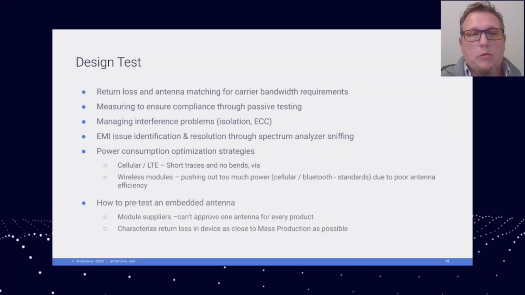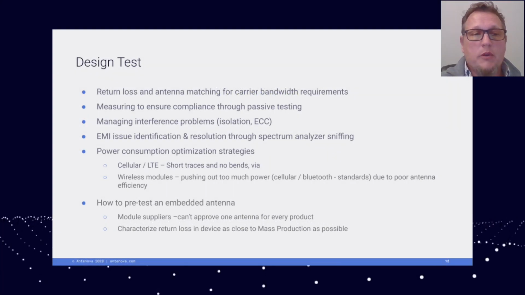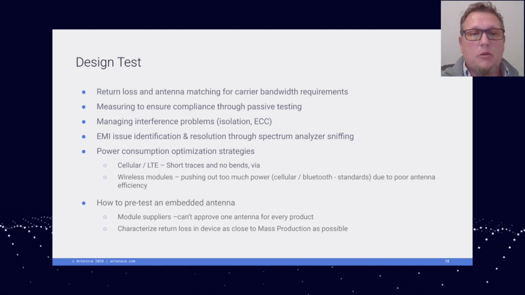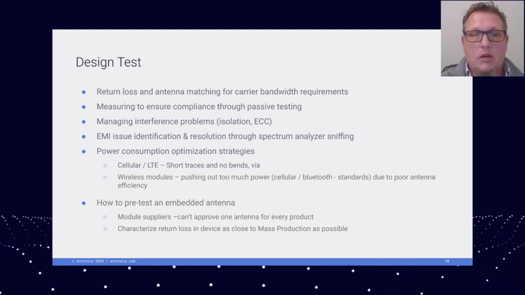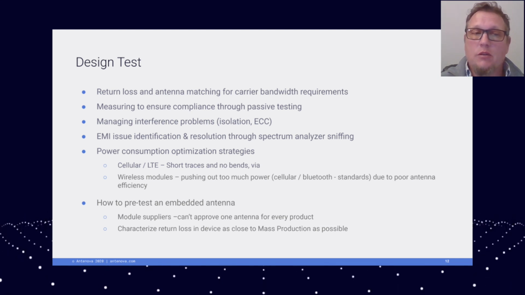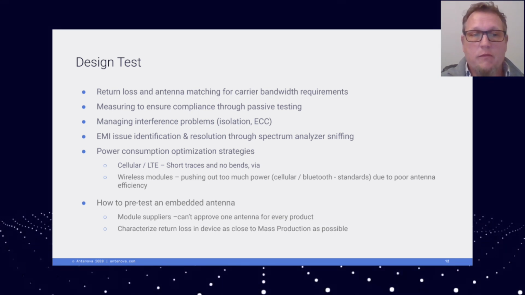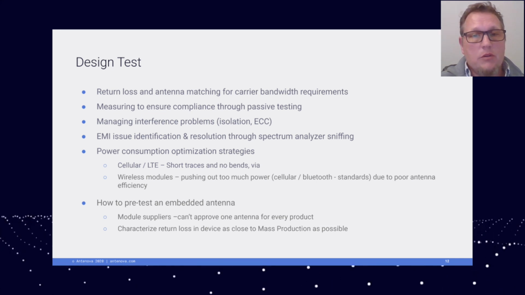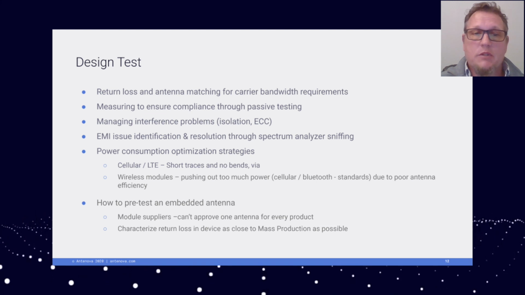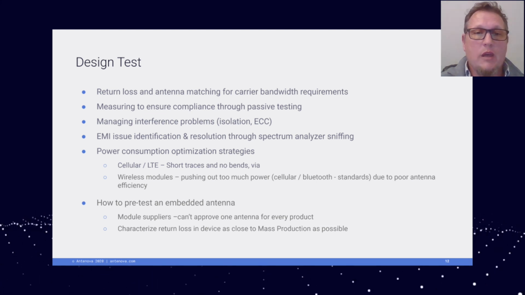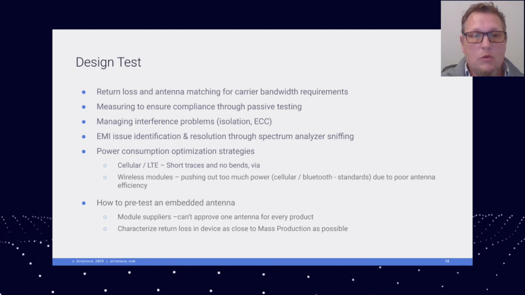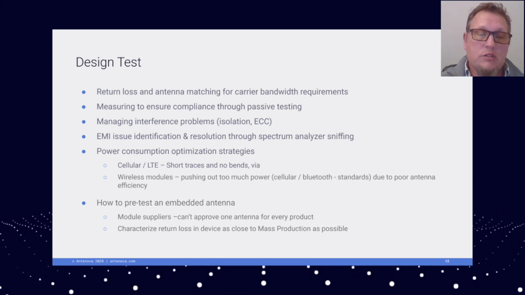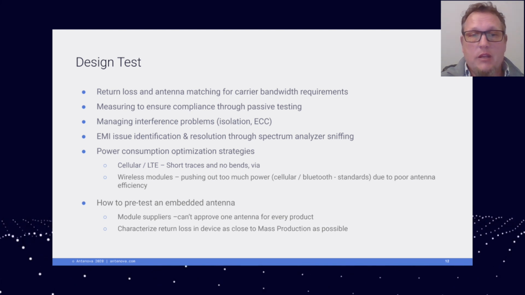Now that you're done with the Gerber review, you're going to send those files out to a board manufacturer. Once the board is manufactured and sent back to you, you're going to want to make sure that your return loss for the antenna is covering the bands that are necessary to meet your carrier requirements. In order to measure the performance of the antenna, you want to have a qualified lab measure the passive efficiency of your antenna in an anechoic chamber.